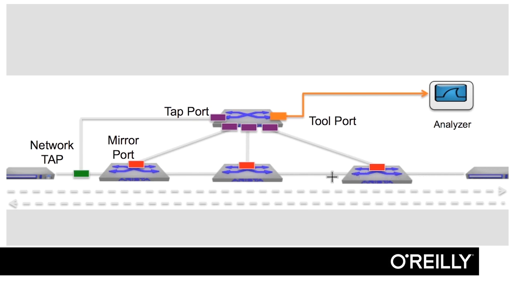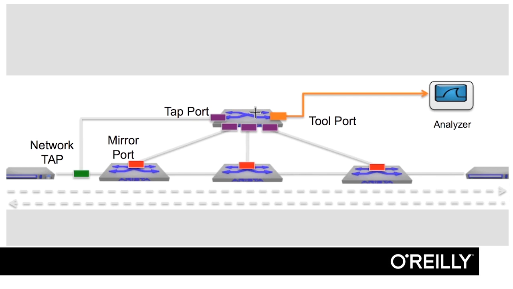We have two ways to get traffic to our tap aggregation device. We can use network taps, where we have optical taps that send our traffic over to a tap port of the Arista Tap Ag switch. Or from our production switches, we can use a mirror port to send traffic over to our tap aggregation switch.